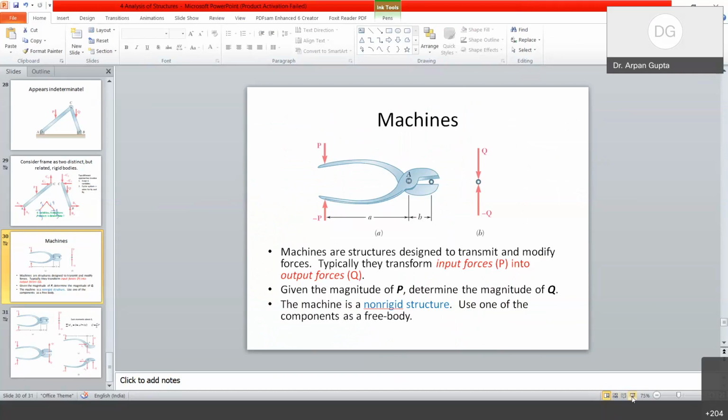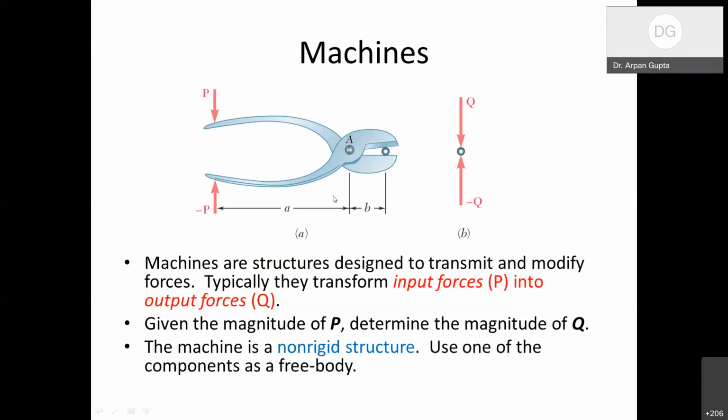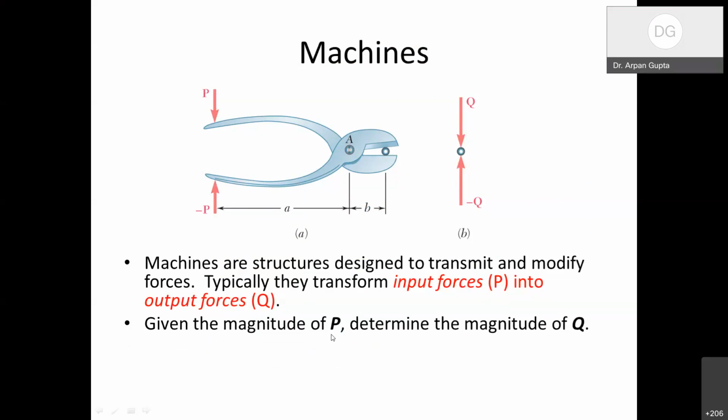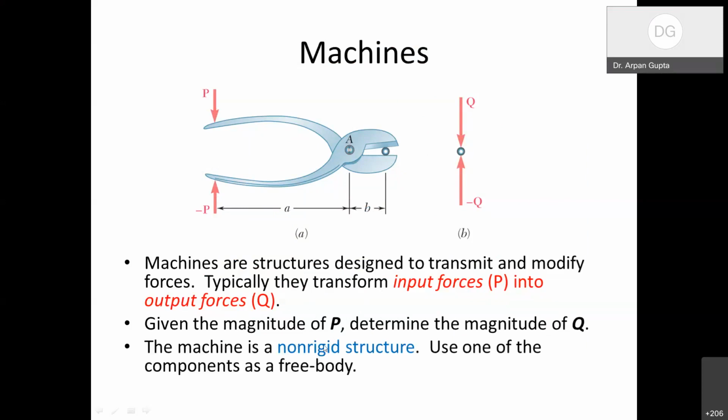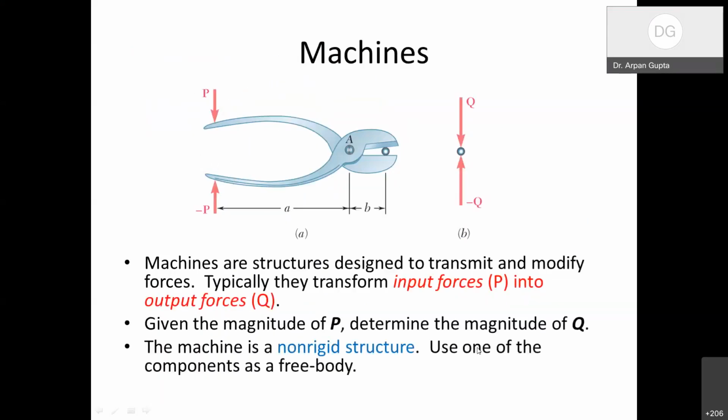Suppose we have an input force, like a plier to cut some wire or something like that. Here we are applying a force P, which is the input, and then there is an output which acts on the wire, which is Q. The question is to find Q for a given value of P. Machines are non-rigid, they can move. So what we will do is use one of the components as a free body.